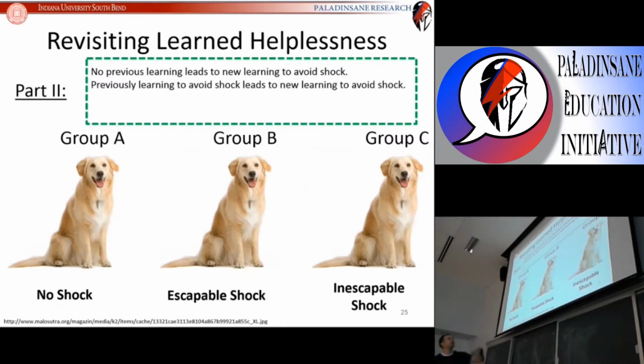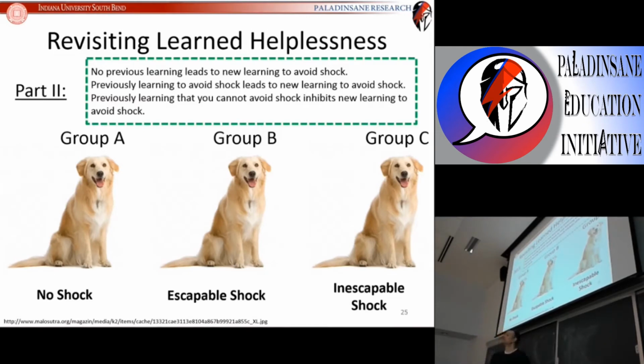And then the key one, again, the reason why this experiment had the impact that it did, was what happened with Group C. So what was the functional relationship there? Learned helplessness led them to not learn to avoid the shock. Exactly. So that previous learning that you cannot avoid shock, that learned helplessness, inhibits any new learning.